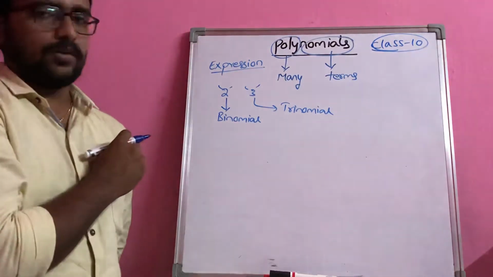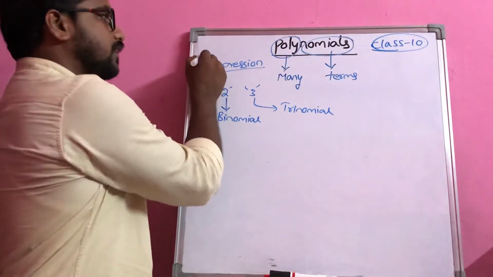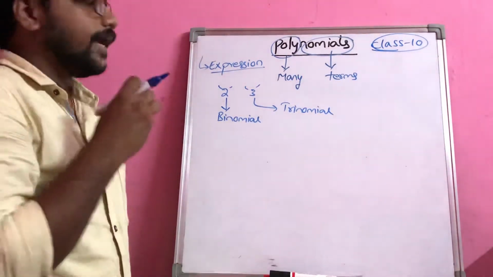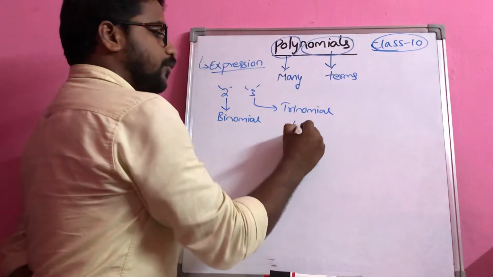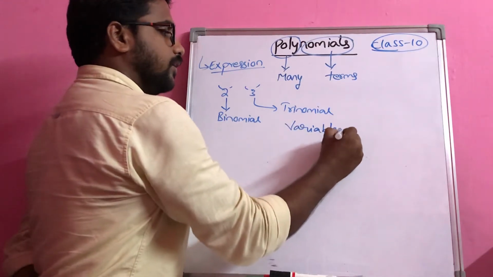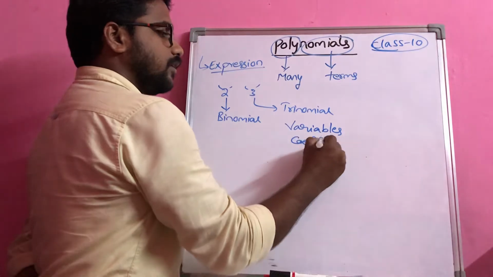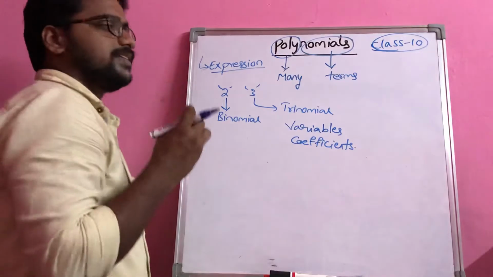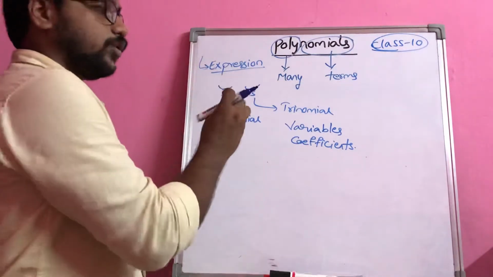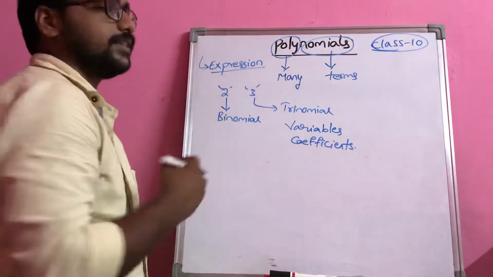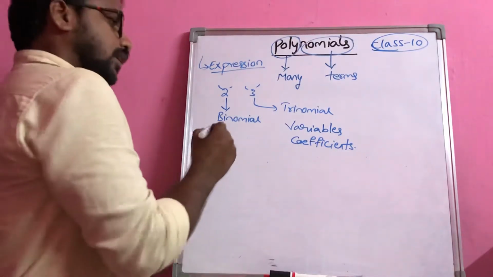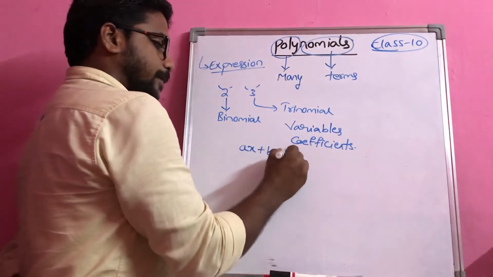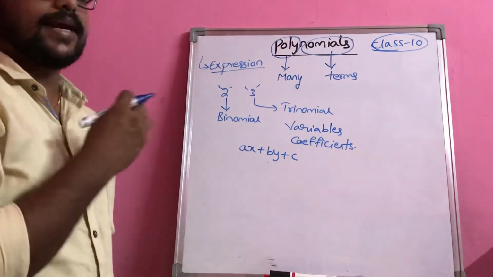You can just observe here, when I give the definition of a polynomial, we are saying it is an expression. Whenever we use the word expression, it comprises some variables and coefficients. There exists a very minor difference between the coefficients and the constant that we are going to discuss now. For example, if I give you an expression like ax plus by plus c, this is called an expression.